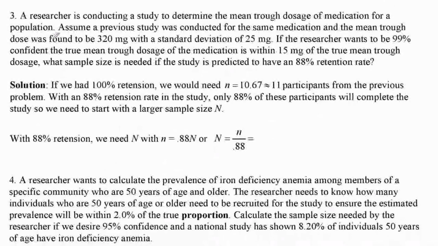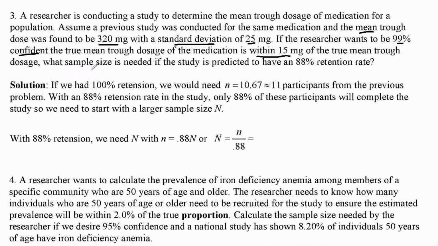In example 3 here, we are using the same data again. We're conducting a study to determine trough dosage. The mean here was again 320. Standard deviation was 25. Again, we want 99% confidence, so our z-value is going to be the same. And within 15 milligrams.